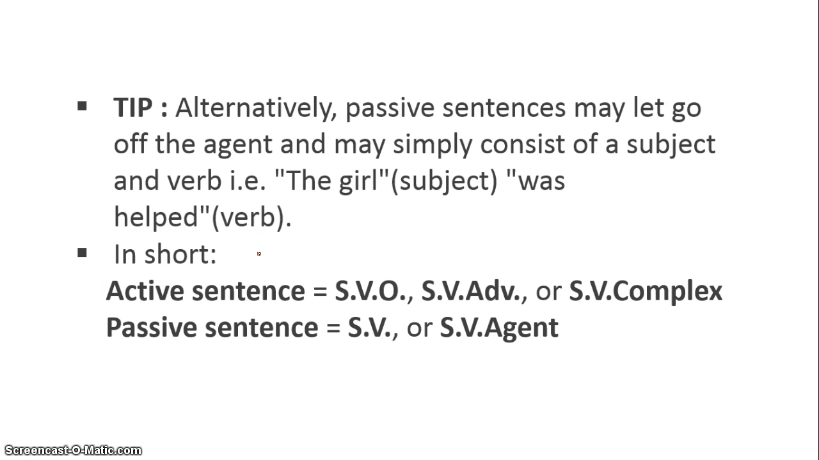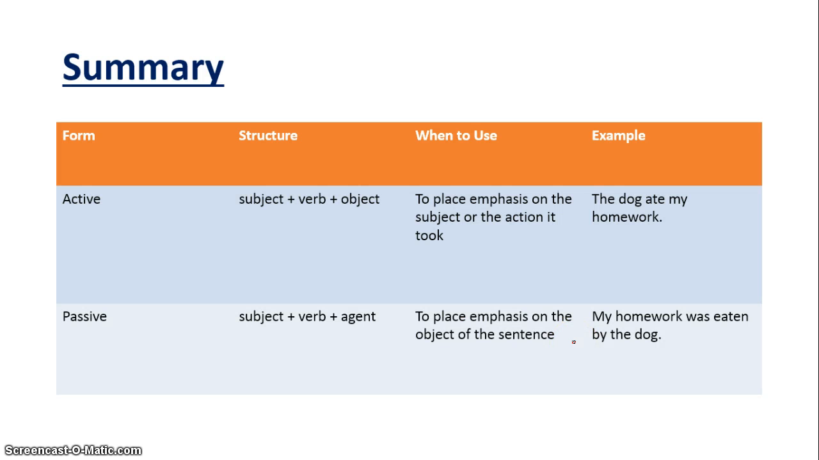Now, to make the whole long story short, active sentences are the ones which use subject, verb, object, subject, verb, adverb or subject, verb, complement forms, whereas the passive sentences are the ones which use subject, verb or subject, verb, agent form. To summarize, active voice form is the one which uses the structure of subject, verb, object or subject, verb, adverb and subject, verb, complement.